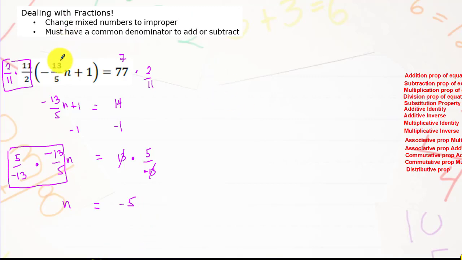Now go ahead and try to distribute your 11 halves to this parenthesis and check if you'll be able to get the same answer, n equals negative 5.